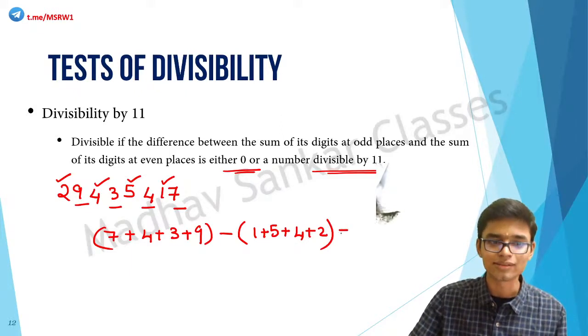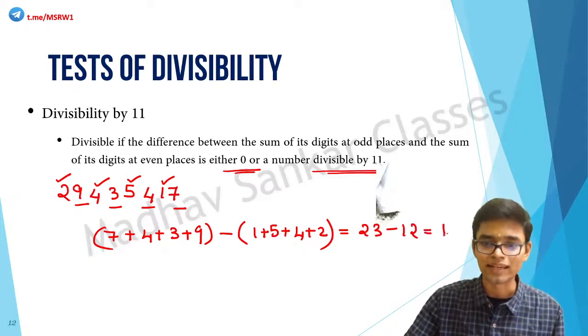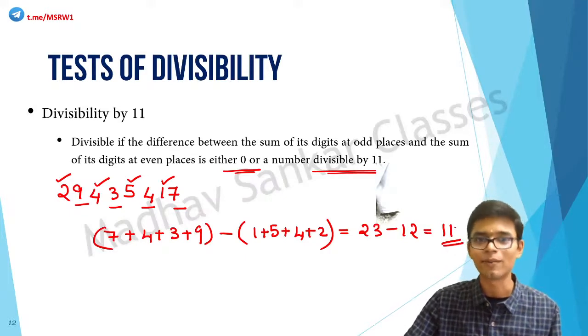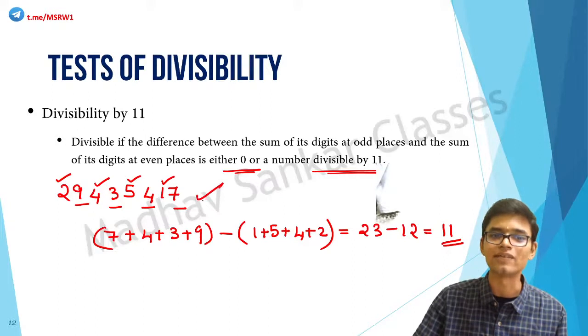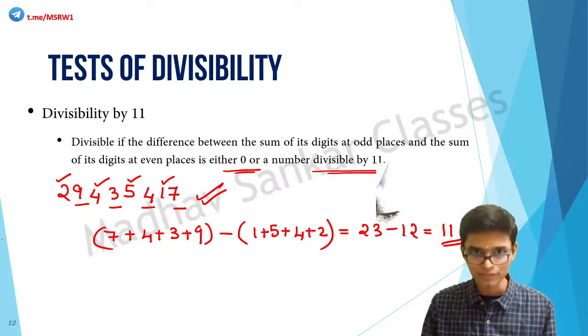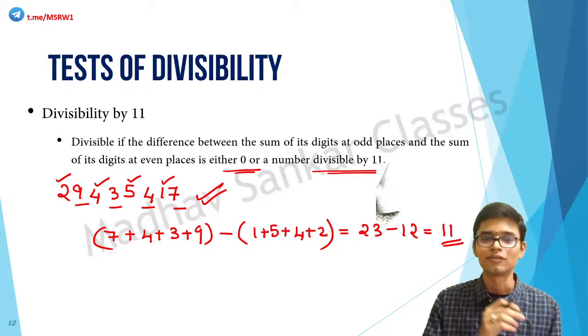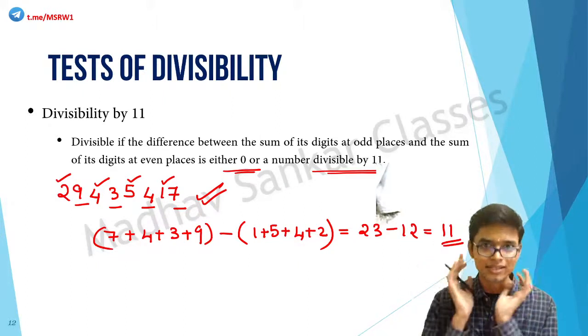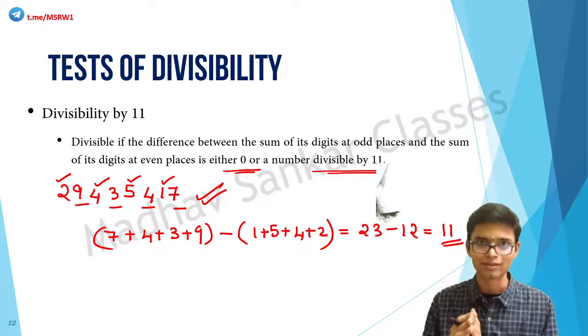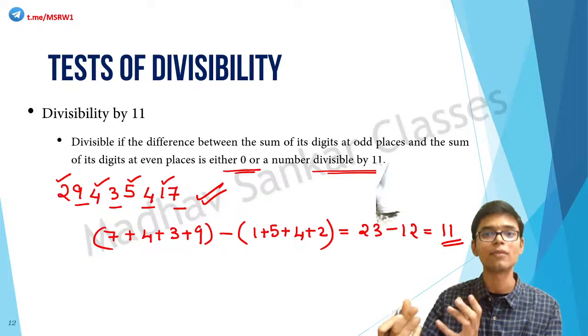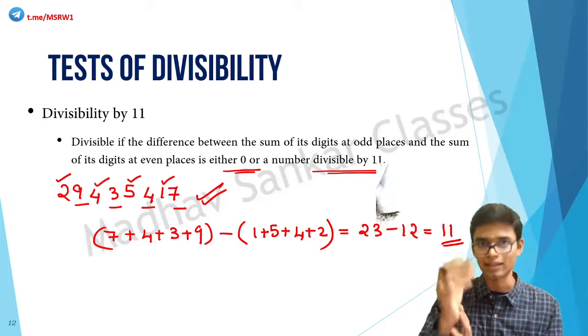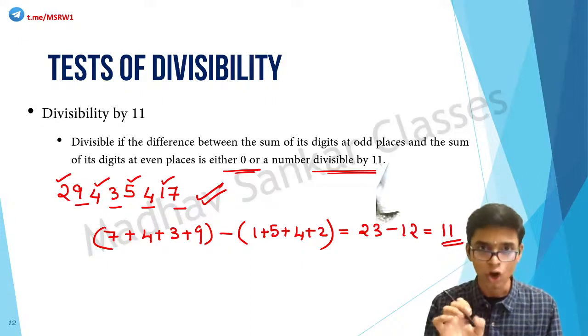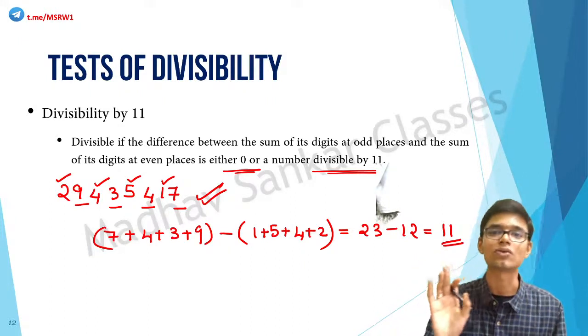So what is this? The sum of the first is 23, minus the sum of this, which is 1 plus 5 is 6, plus 4 is 10, plus 2 is 12. This is equal to 11. Correct? And 11 is divisible by 11, so this number is also said to be divisible by 11. Understood? When you are given a number, first of all, add the digits in the odd places and subtract from that the sum of the digits in even places. And if the answer is either 0 or divisible by 11, then the given number is also divisible by 11.